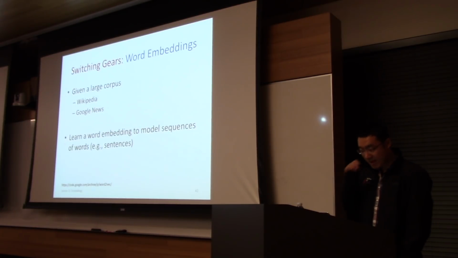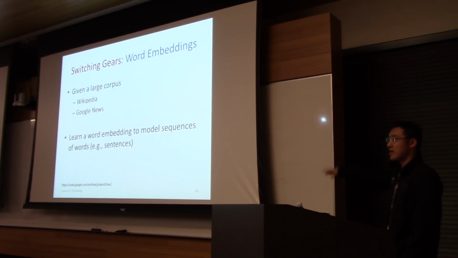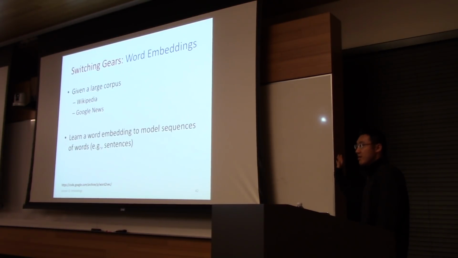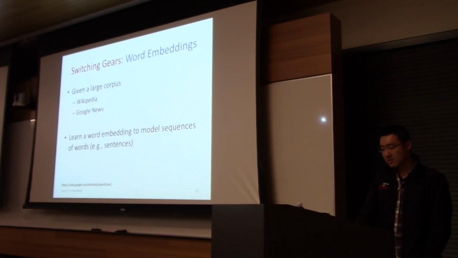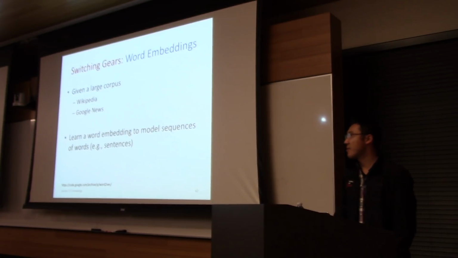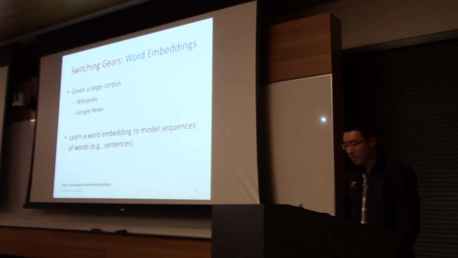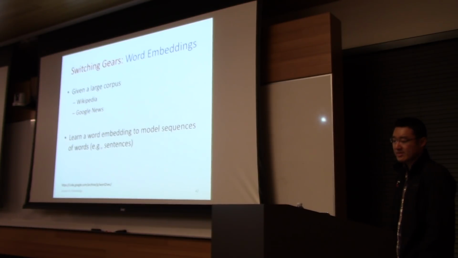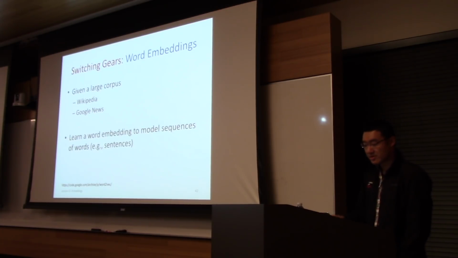Okay, so in the remaining part of the lecture, we're going to quickly cover word embeddings. It's going to use a lot of the similar concepts as what we've talked about already, but this is probably the most popular common use of embeddings these days, I would say, which is learning embeddings over words. So given a large corpus, let's say Wikipedia, Google News, whatever, learn an embedding over words to model sequences of words, also known as sentences.